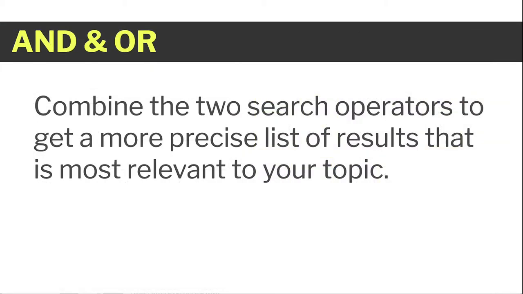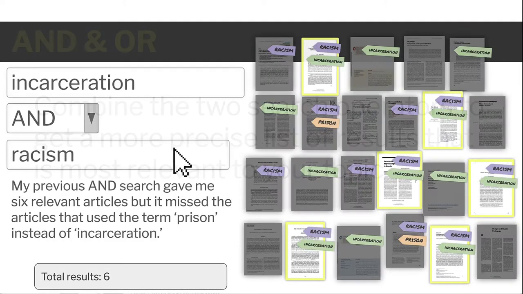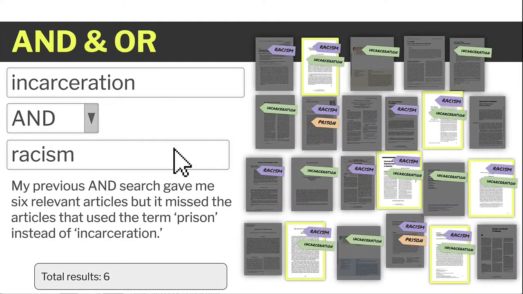What's more is that I can combine the two search operators to get a more precise list of results that is most relevant to my topic. So let's go back to the last search using the AND operator. I have six relevant results, but I'm missing the two articles that use the term prison.